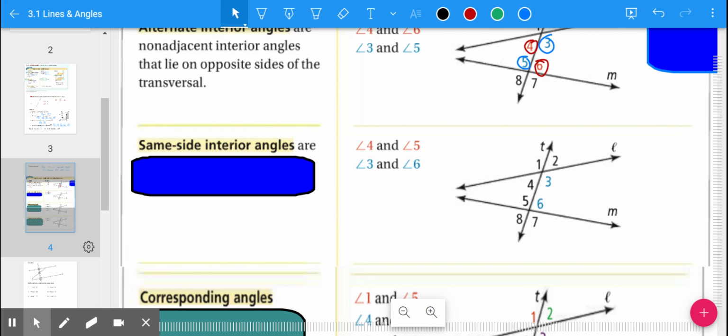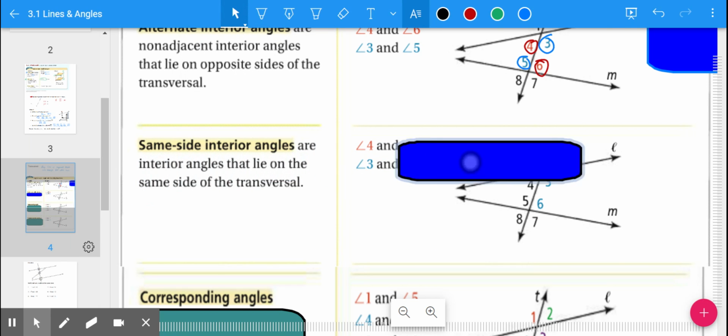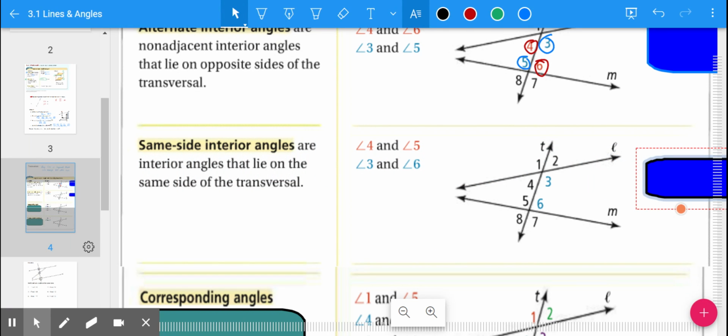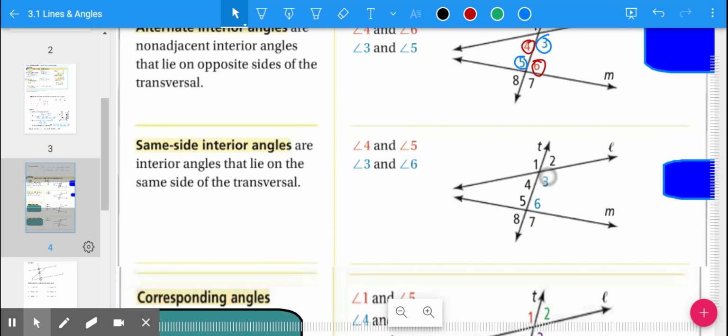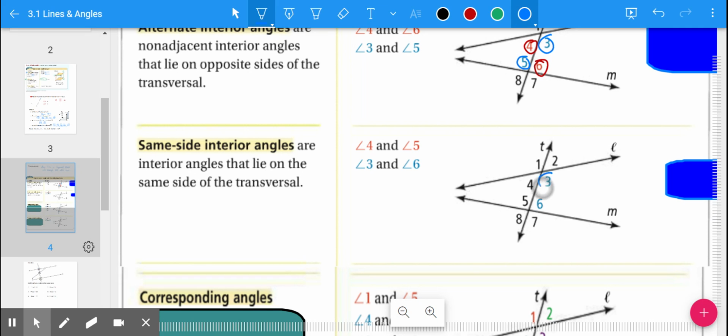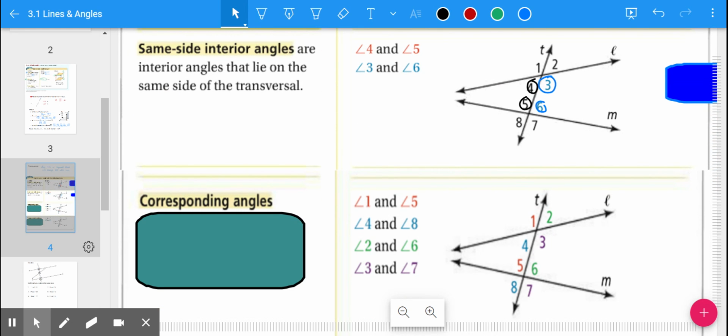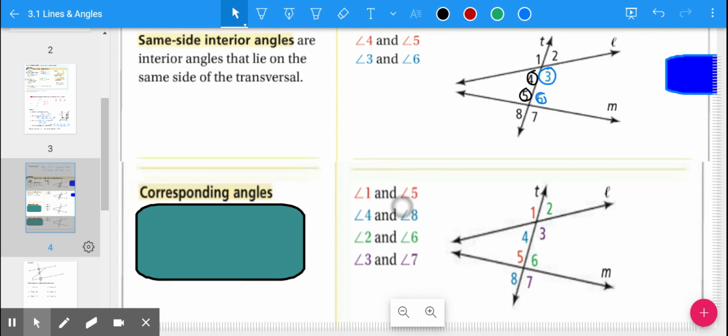Next one, same side interior angles. So they're still in the interior of the two lines, but now they're on the same side of the transversal. So examples here would be 3 and 6 or 4 and 5. Those are both examples of same side interior angles. They're labeled pretty counterintuitively based on the name and based on the location.